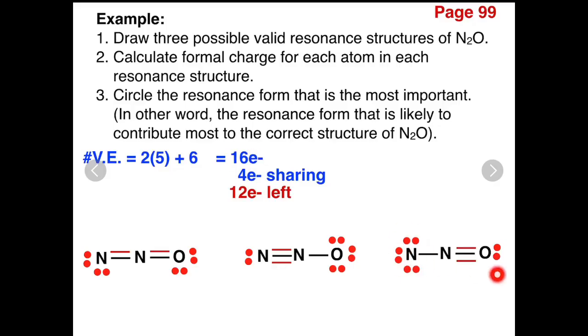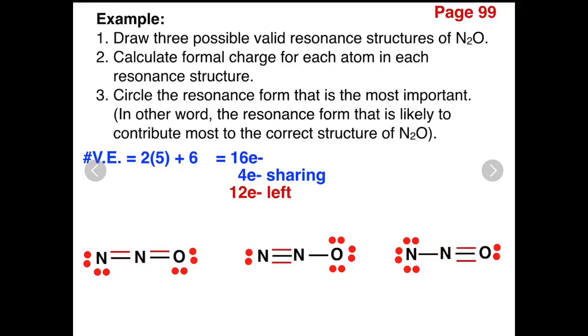You spend exactly 16 electrons. So that means these three Lewis structures are valid. When you have valid Lewis structures like this, this is what we call resonance structures, because the only thing you change is the location of the electrons or the location of the bond, but the order of the atoms is still the same.